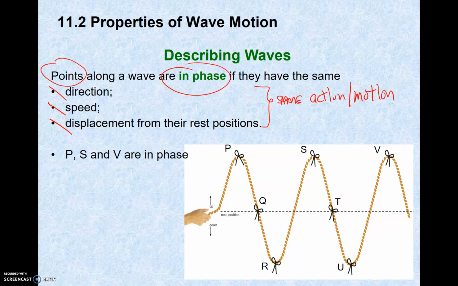What do I mean by this? For example, when I say P, S and V are in phase, meaning particles P, S and V are in phase, let's look at the wave first. While I swing the wave, let's assume that the wave is moving from left to right. So this will be the wave motion. At this instant the wave will look like this. At maybe one second later, the wave will move slightly to the right. So I will say the wave will look like this.